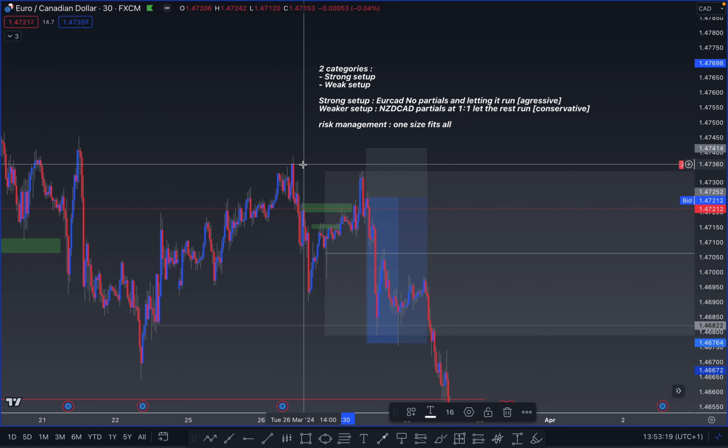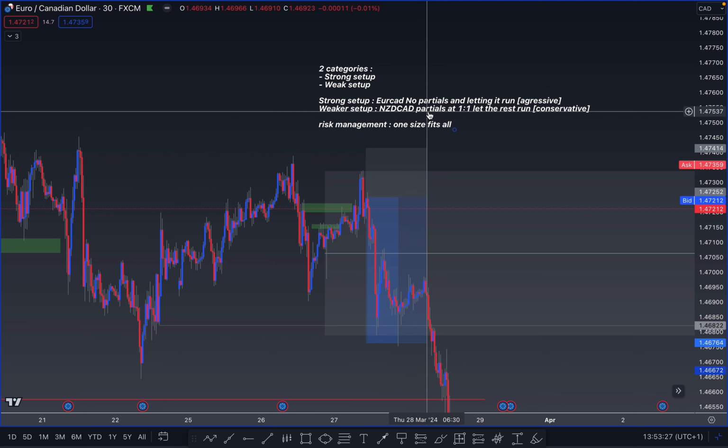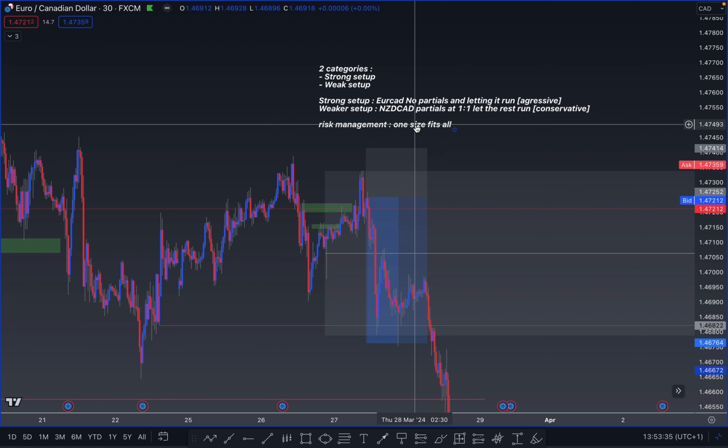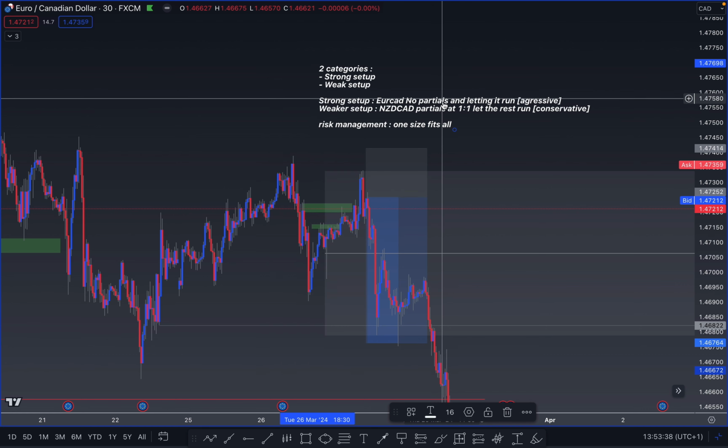So if the setup is strong enough and I trust it enough and I am confident about it enough, I'll let it run. If the setup is a weak setup, I'll go ahead and partial at 1-to-1, for example, to protect my capital, and then I'll let the rest run, which is a conservative risk management strategy. So basically, I have two risk management strategies. The first one is an aggressive risk management strategy, and the second one is a conservative one. And if I'm trading two setups today, for example, two pairs today, I'll apply the aggressive risk management strategy on the strong setup and the conservative risk management strategy on the weak setup, and this gets me the most profits.